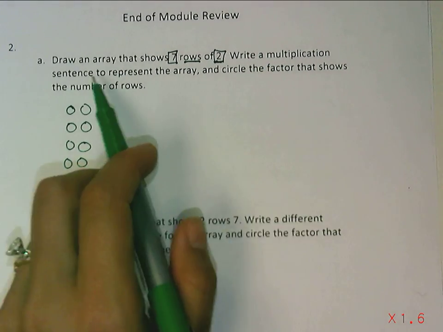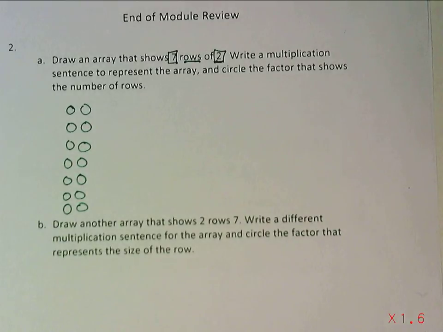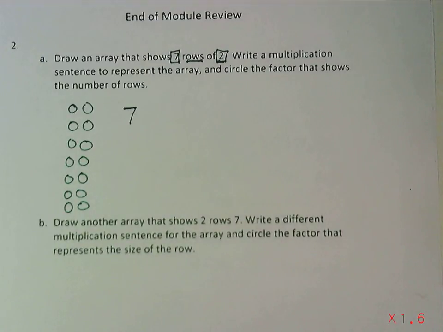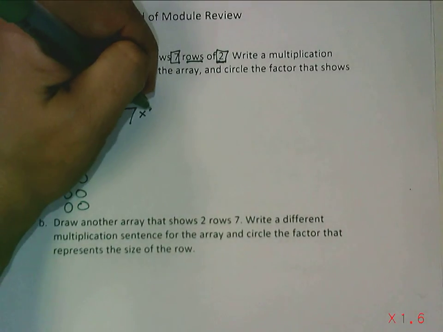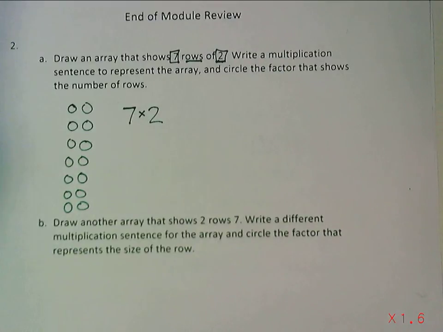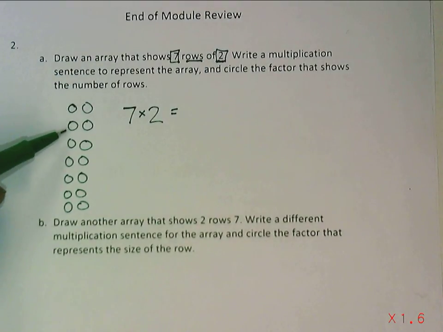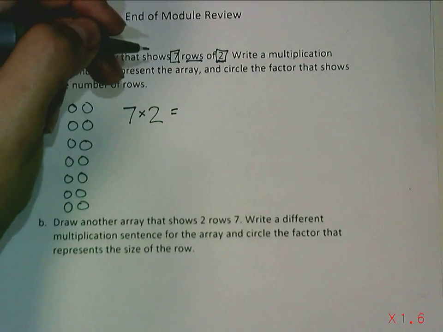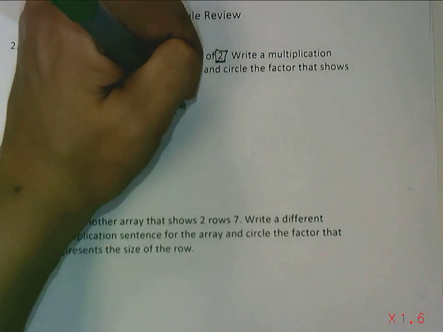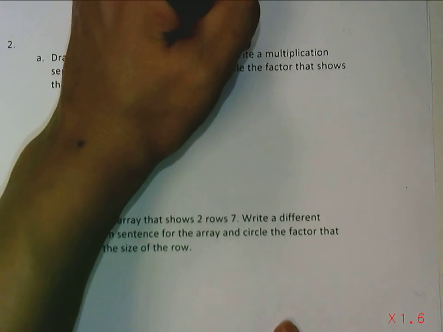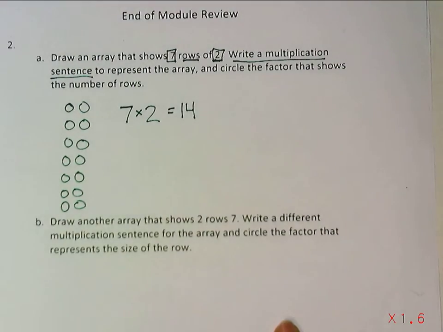Write a multiplication sentence to represent the array and circle the factor that shows the number of rows. 7 rows times 2 in each row equals, let's see what it equals. 2, 4, 6, 8, 10, 12, 14. So I just skip counted by 2's to find my answer, 14. So I wrote a multiplication sentence like it says.